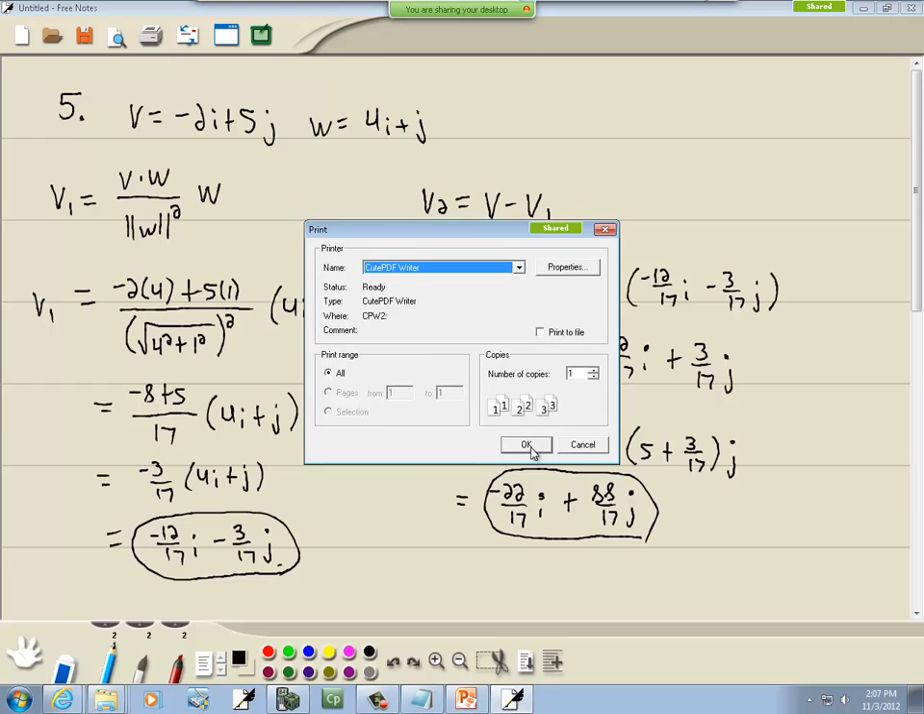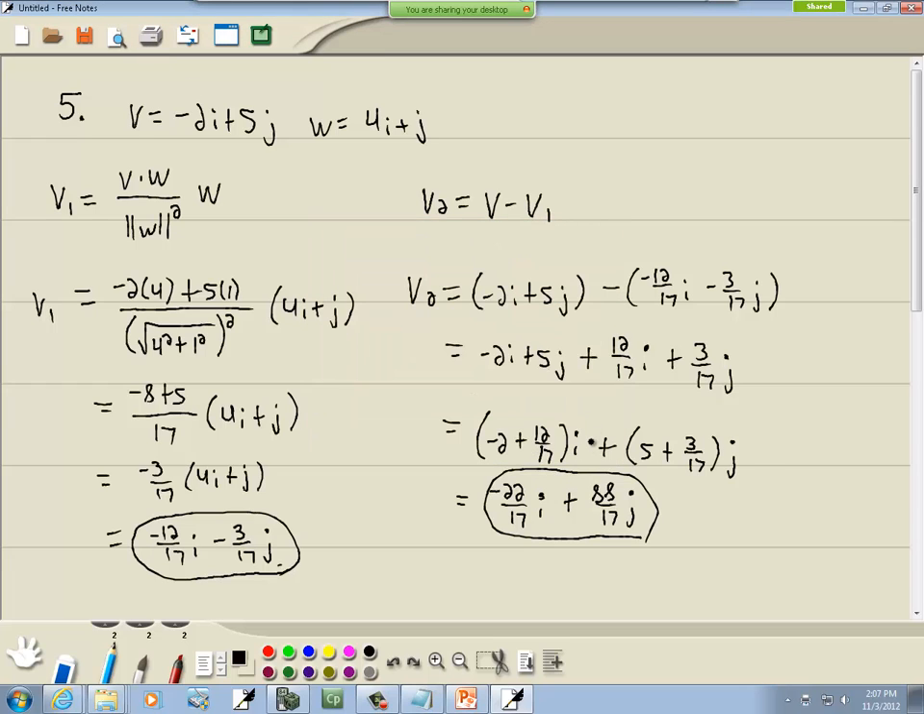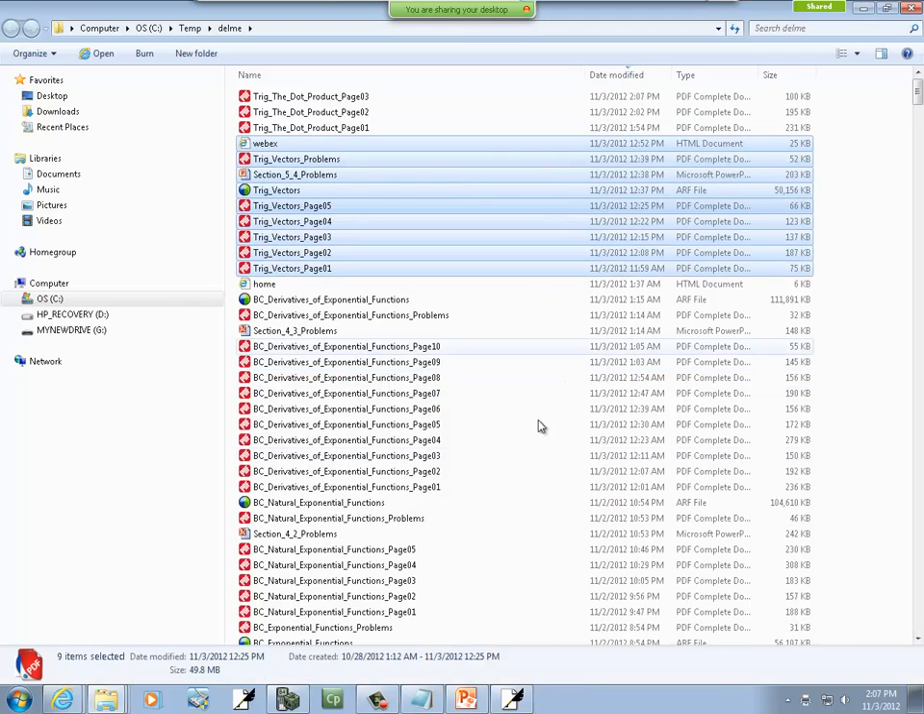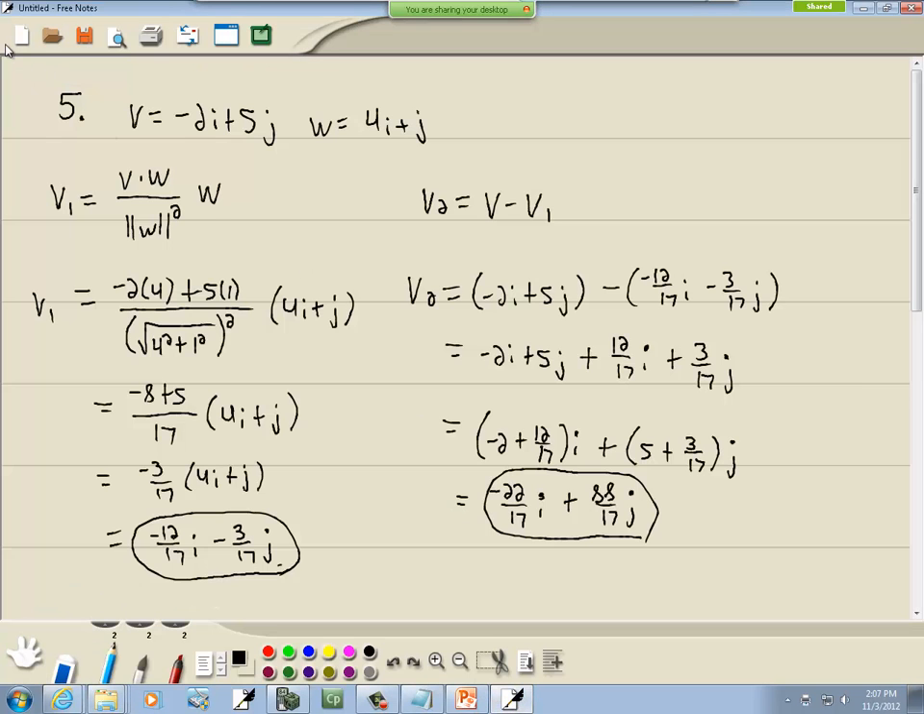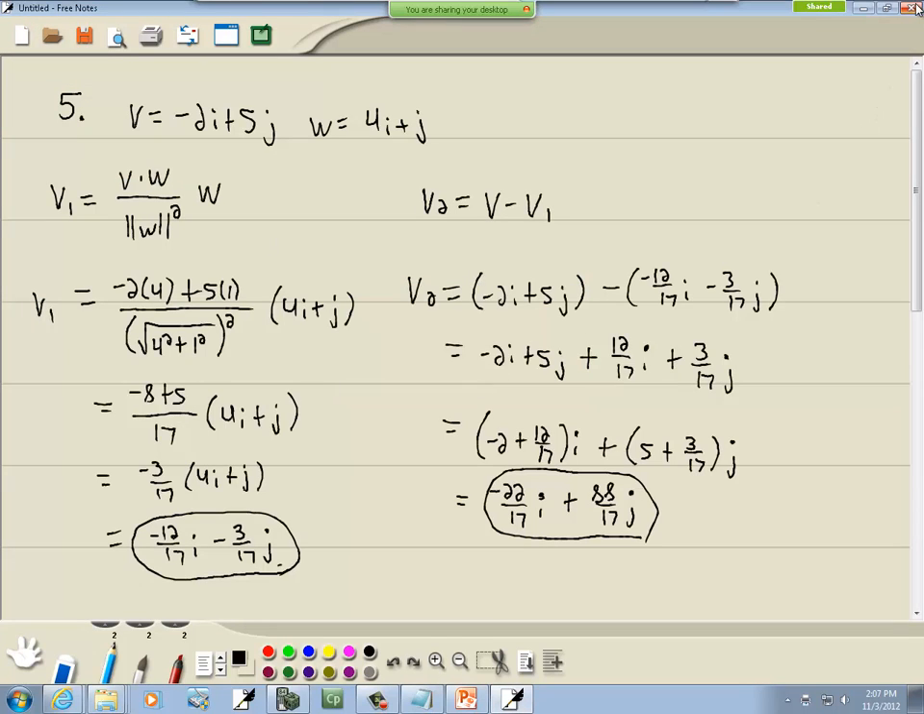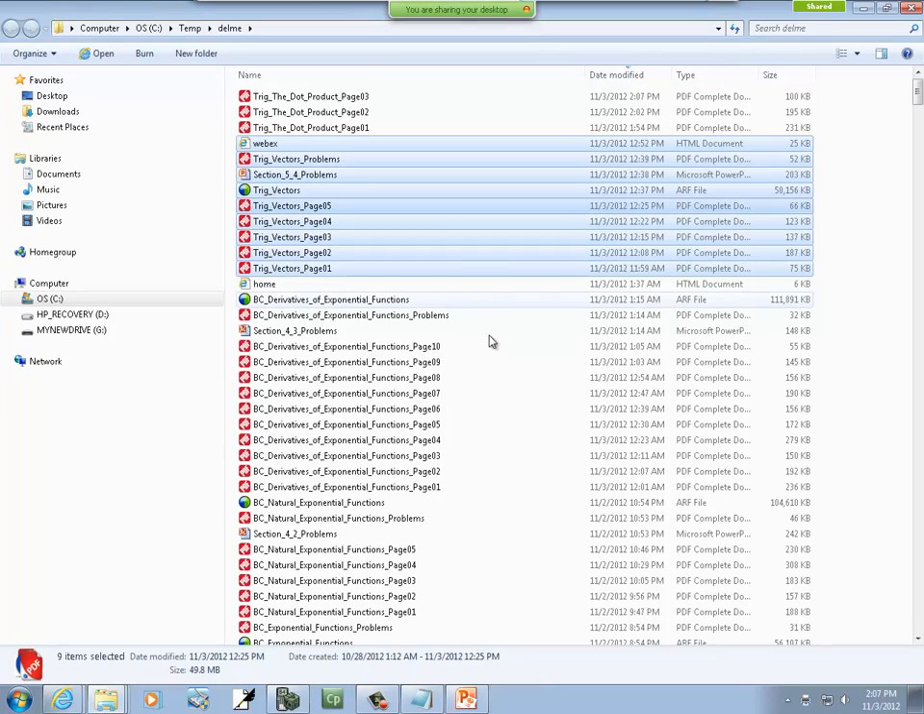Let me save that. When you're looking at these again, sometimes you say, well, there's not a whole lot of purpose for this, but you get into physics, and you see that you can use these in other applications to help you figure out various items.